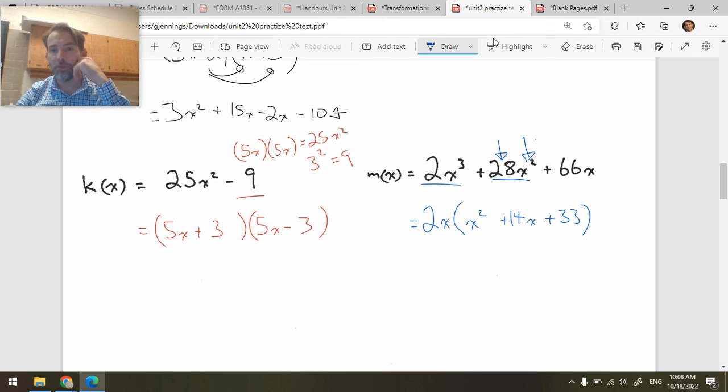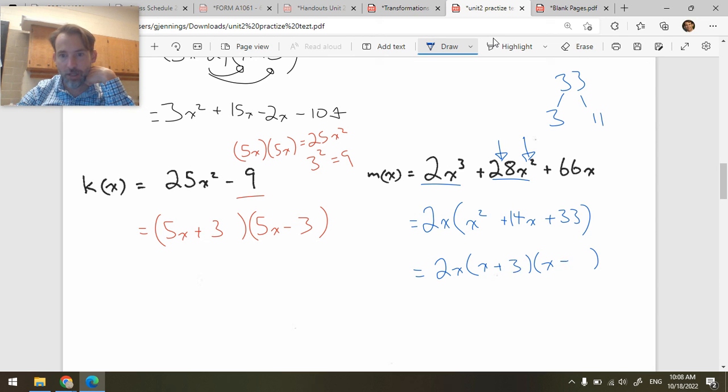Now I check and see, can I multiply to 33 and add to 14? Oh, geez, 33 is a big number. I better get a factor tree going here. 33. Is it divisible by 2? No. Is it divisible by 3? Yes. 3 and divides out 11. 3 and 11 are prime, and 3 plus 11 is 14. Wow, we solved it, everyone. Pat yourself on the back when you solve hard questions like this. 2x multiplied by x plus 3, x plus 11, done. If you expand that, you will find it's exactly this. We haven't changed anything. We just rewrote it in its factored form.